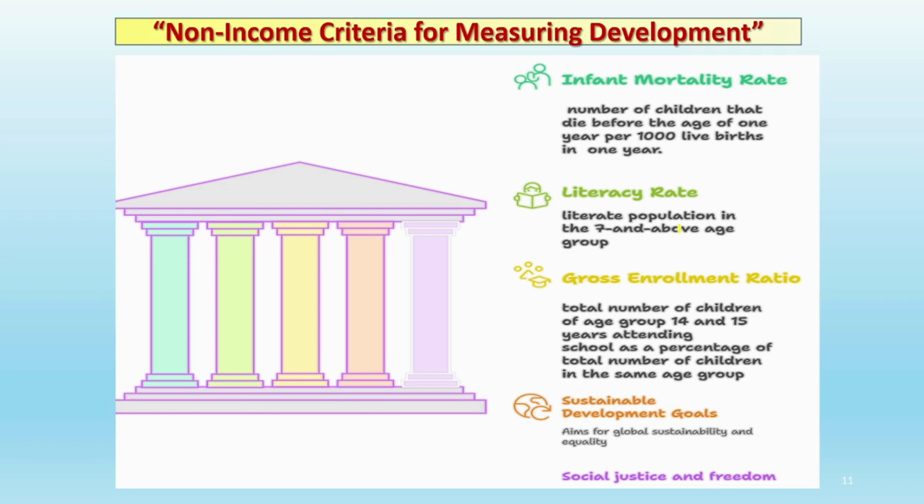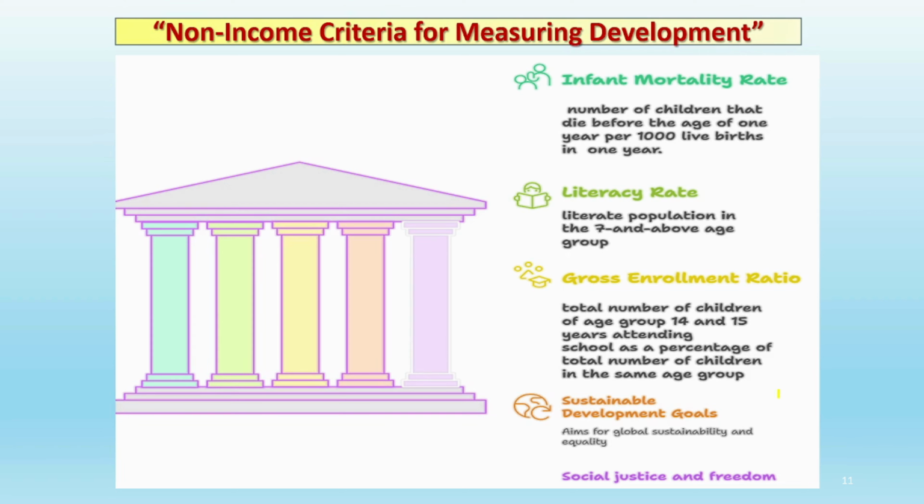Literacy rate. Simply, what is the literacy rate? Literacy rate is the ability of a person above 7 years to read and write. That's the literacy rate. Gross enrollment ratio is the total number of children of the age group of 14 and 15 years attending school as a percentage of the total number of children in the same age group.